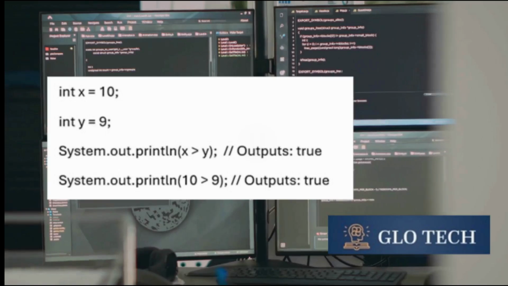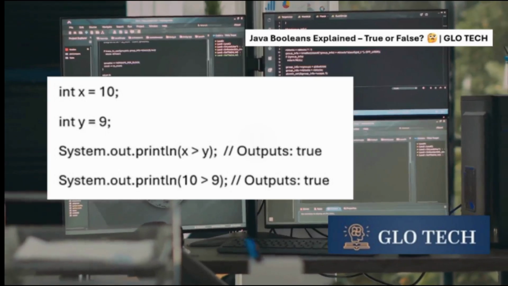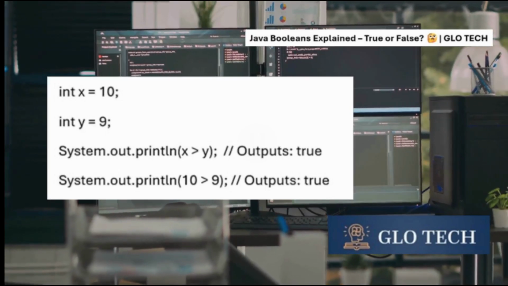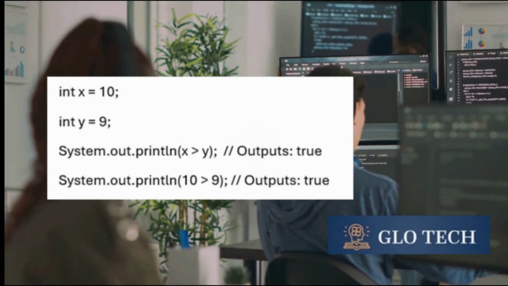Check this out. Java: int x = 10; int y = 9; System.out.println(x > y); // outputs true. System.out.println(10 > 9); // outputs true. Using equality operators is just as simple.